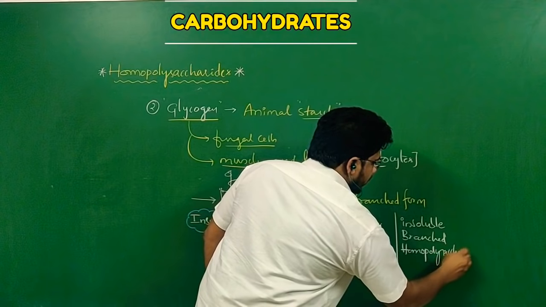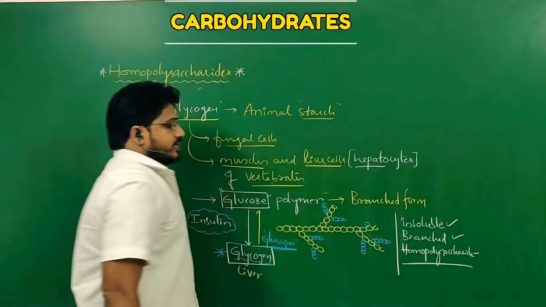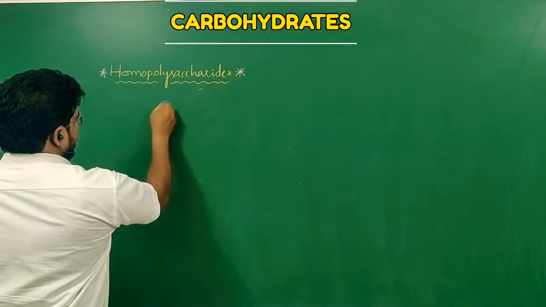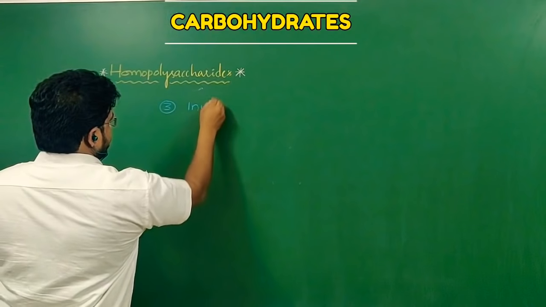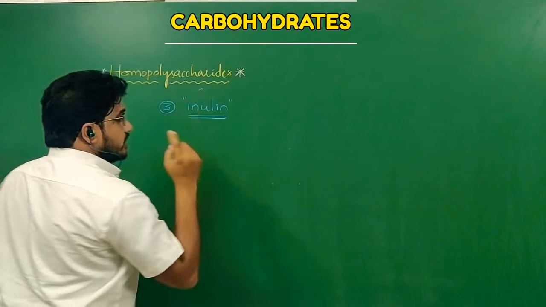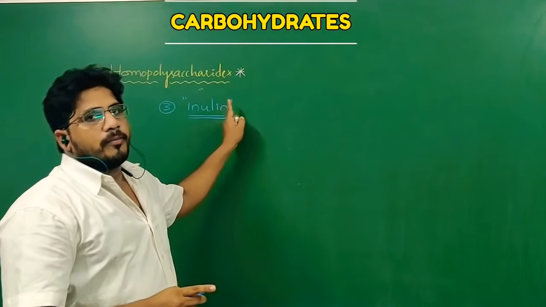This is a combination. Insoluble branched homopolysaccharide. This is about glycogen. Let us say the next one. Third homopolysaccharide is inulin. Guys, just before you heard a term that is insulin. Insulin is a hormone. Inulin is a homopolysaccharide.